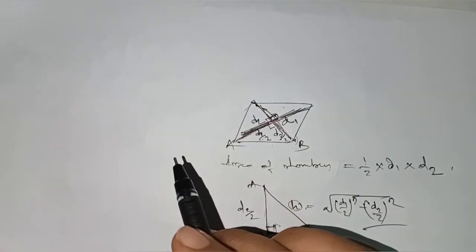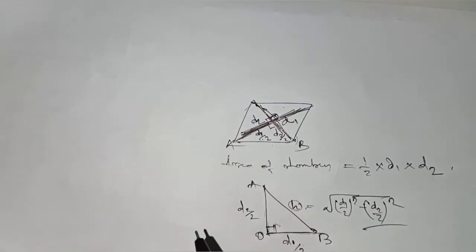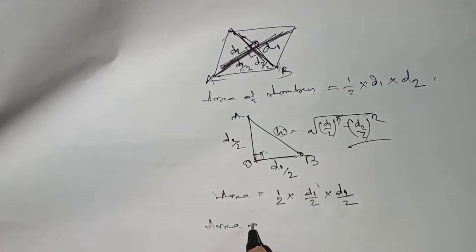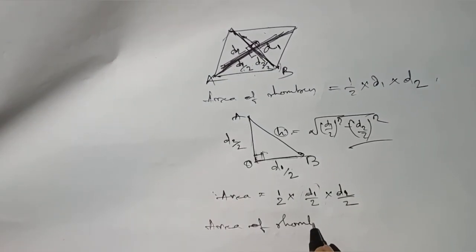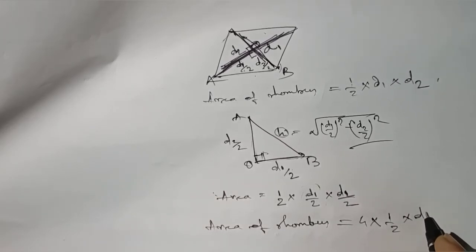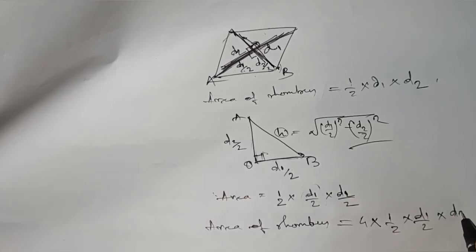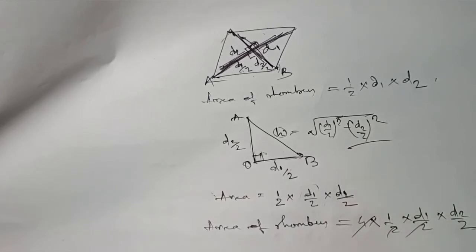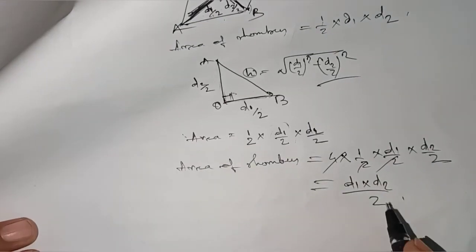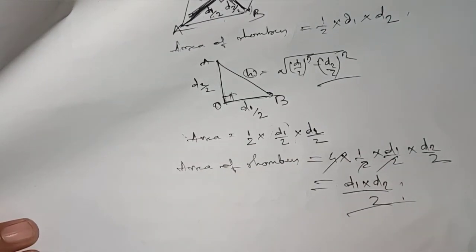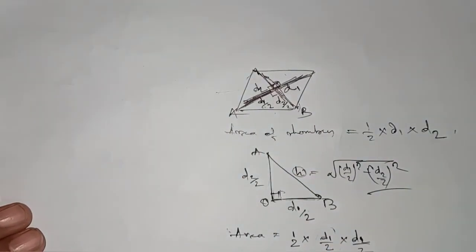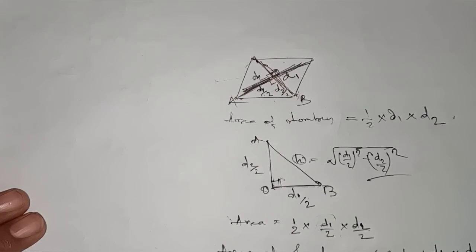So we know that the areas of congruent triangles are equal. That means the area of rhombus will be what? Area of rhombus will be 4 into half into diagonal 1 by 2 into diagonal 2 by 2. So 2 we are cancelling, we are getting diagonal 1 into diagonal 2 by 2. This is our formula, half into diagonal 1 into diagonal 2. I hope it is clear to you how to derive the area of a rhombus.